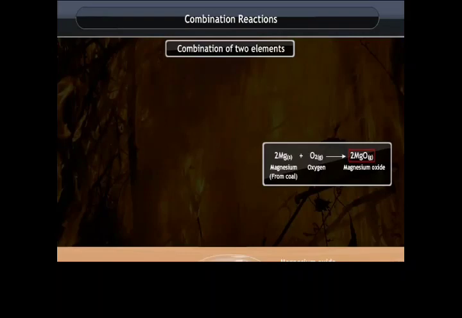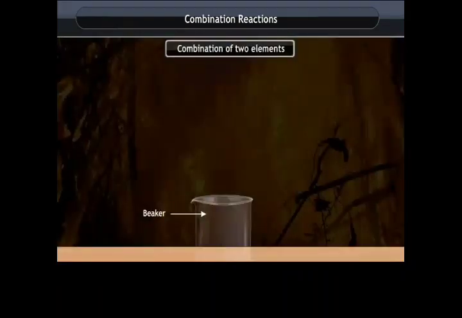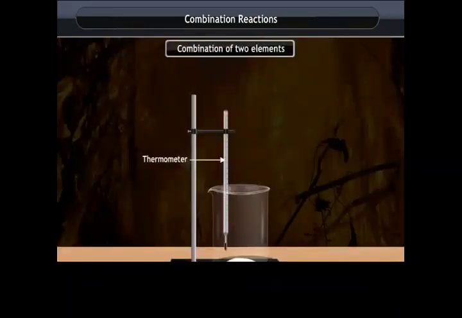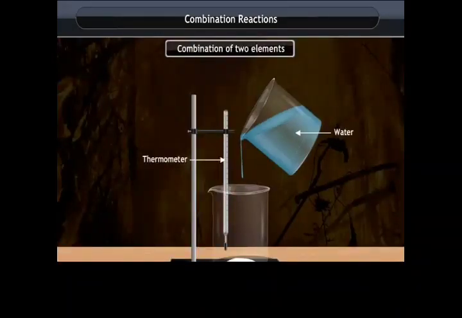Let us take an activity. Take a small amount of calcium oxide or quicklime in a beaker. Insert the thermometer in it. Slowly add water to it.